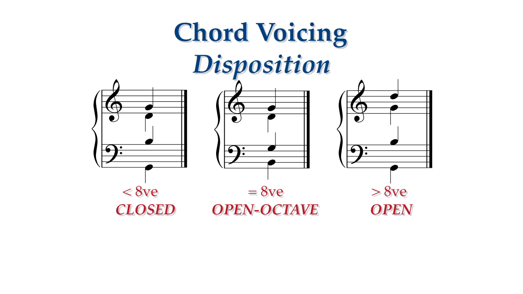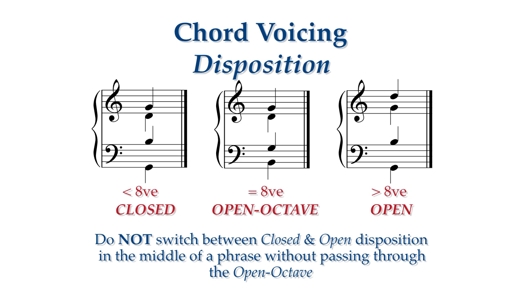We avoid a direct change between closed and open disposition in the middle of a phrase. This is considered a voice leading error, in that it occurs when we move from one voicing to the next. We may change disposition by passing through an open octave, or we may change disposition when starting a new phrase.